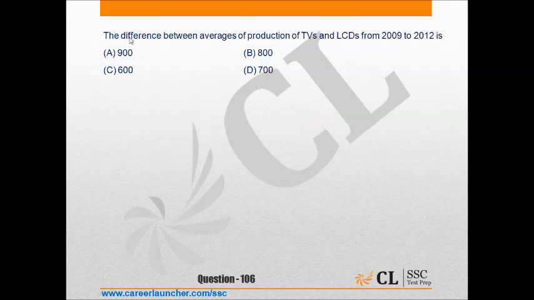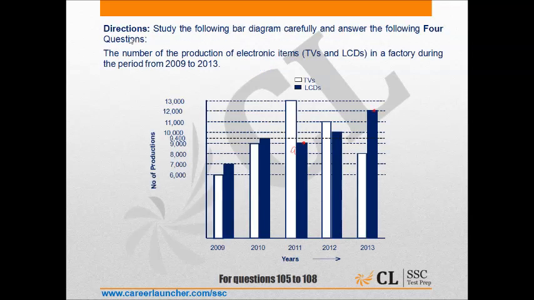The difference between the averages of production of TVs and LCDs from 2009 to 2012. So basically I have to add the production of TVs. TVs is 6 plus 9 plus 13 plus 11. So the total becomes 39, so there are 39,000 production. And for LCD it becomes 7 plus 9400, let's take it 9 for the time being, 16 plus 9 is 25 plus 10 is 35, so 35,400.